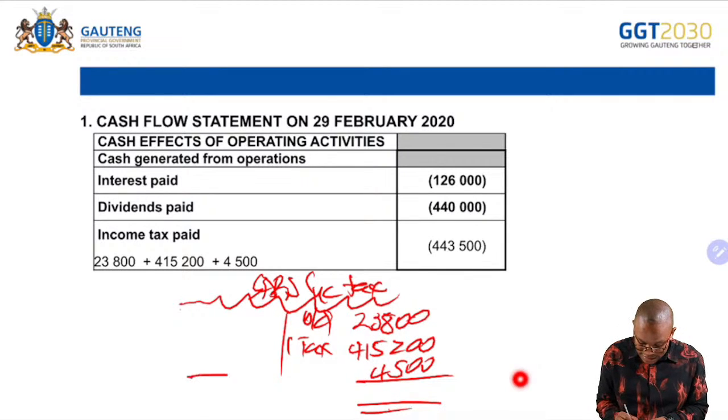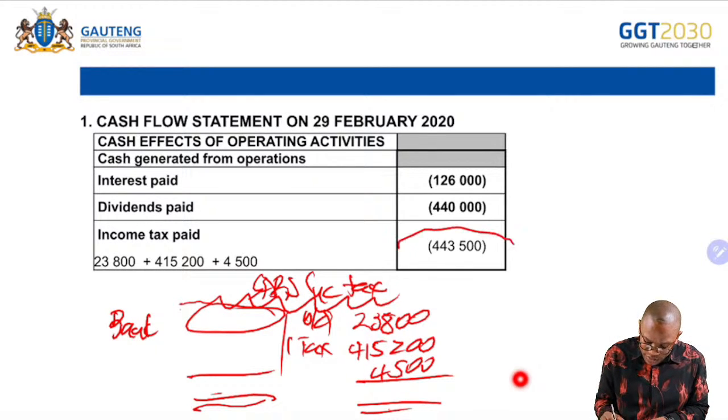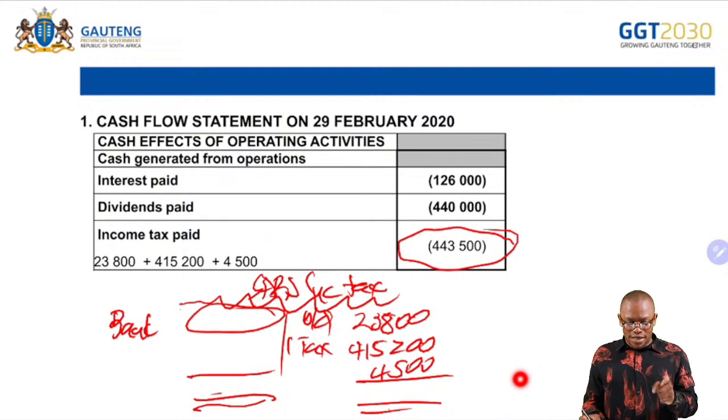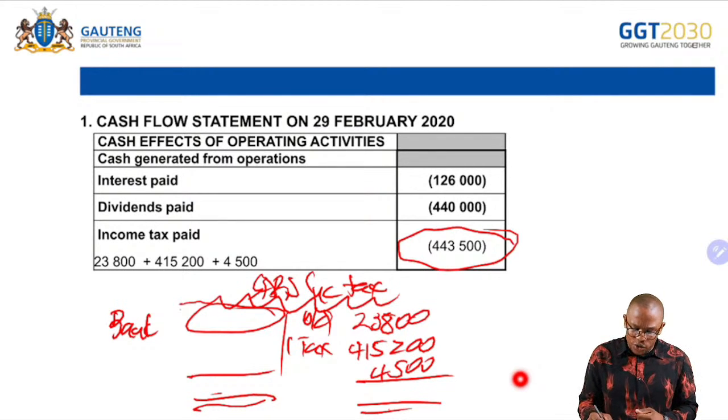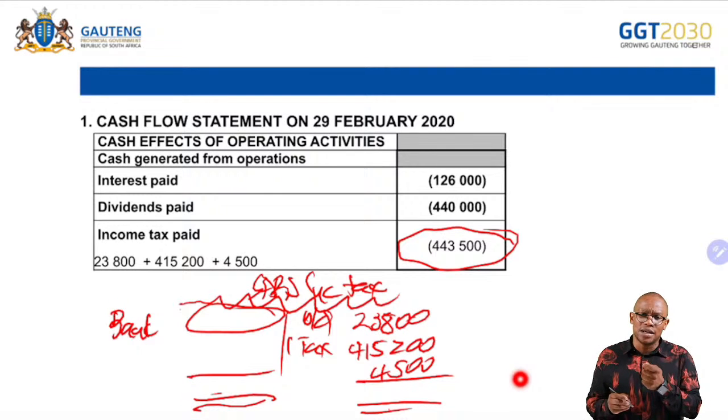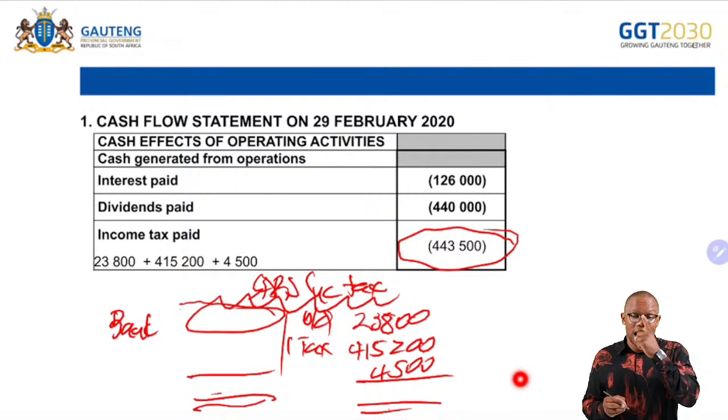You add this. The amount we are looking for is our bank. This is the amount, which will be the same as this, 443,500. And one other thing that you must remember is that for cash flow from operating activities, all your items, your interest paid, your tax paid, as well as your dividends paid, must be in brackets, because for cash flow we are dealing with cash. So that is the outflow of cash.